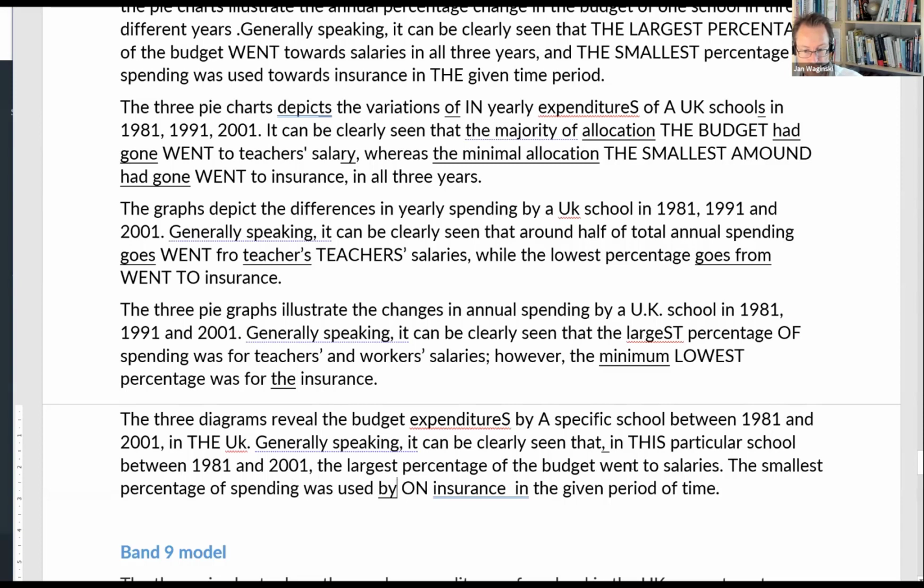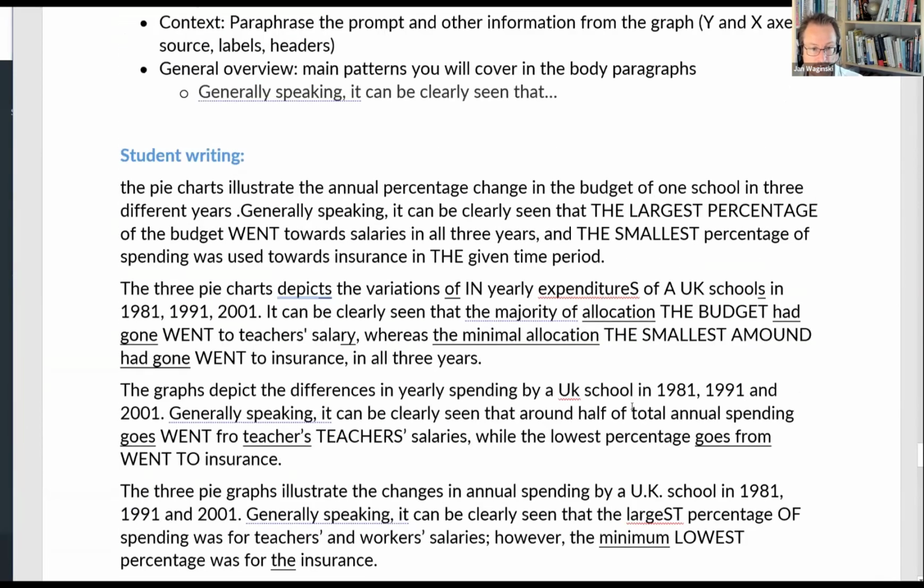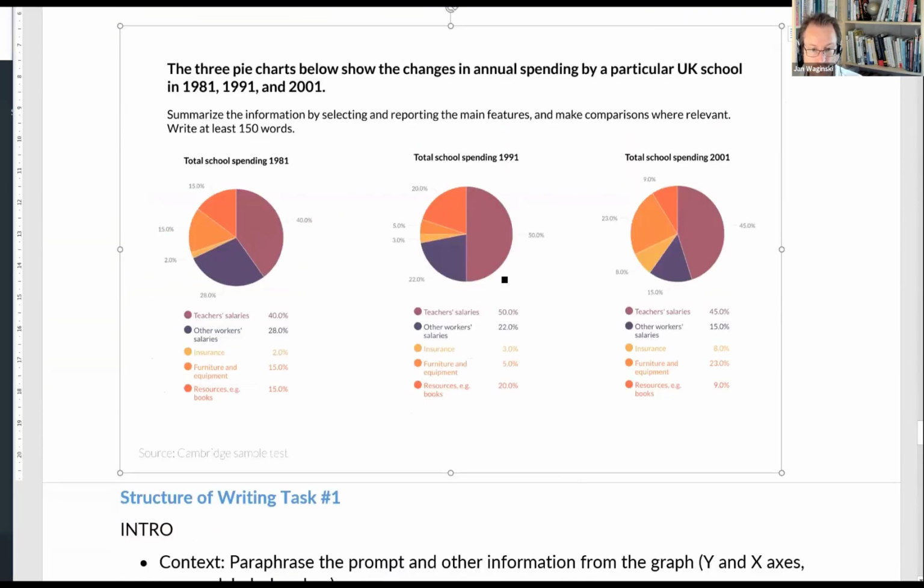School budget went to salaries. I would definitely change this into a complex sentence. What's the easy way to join these two together? Adding while. That's it. Good. Okay, let's have a look at a model. I'm just going to copy the image.